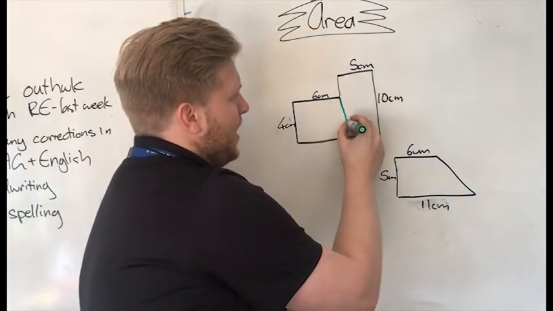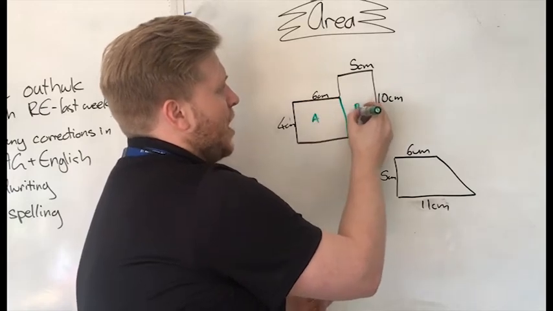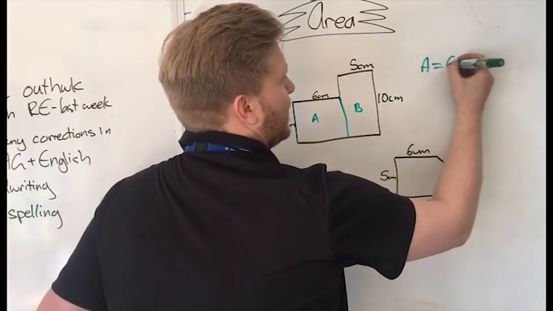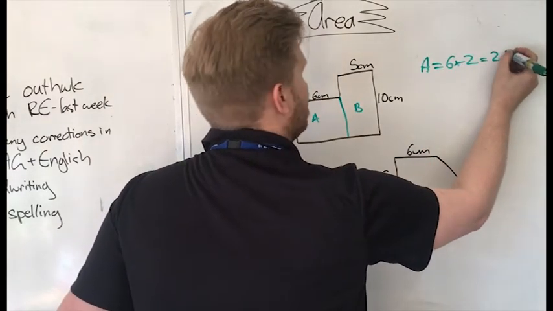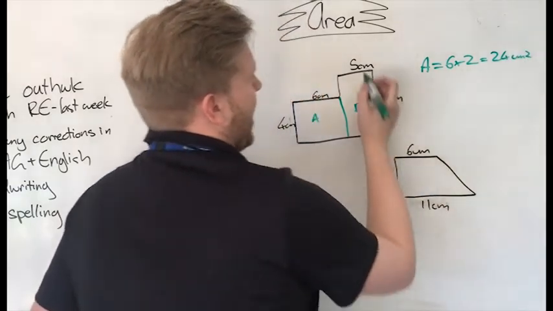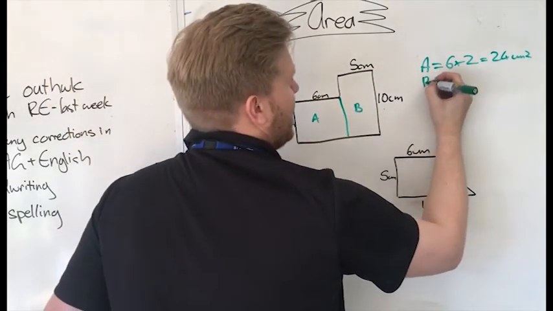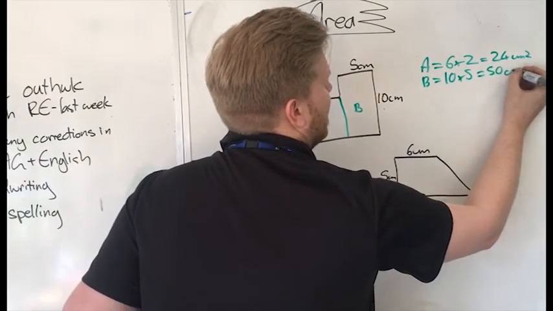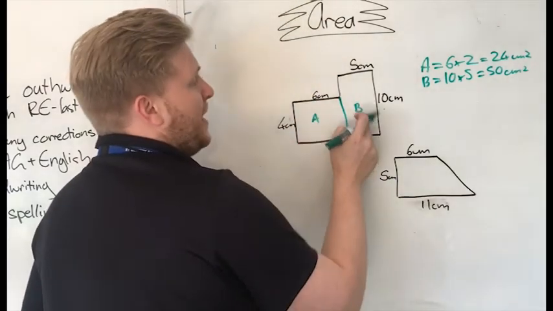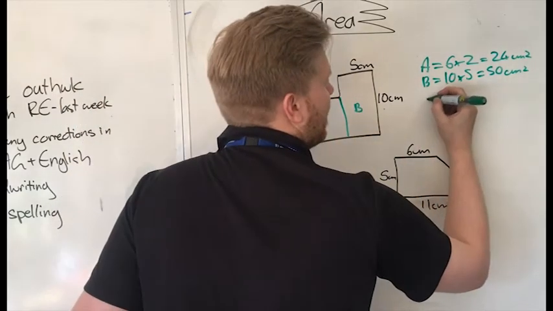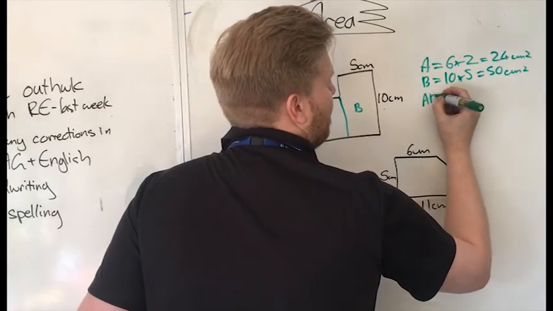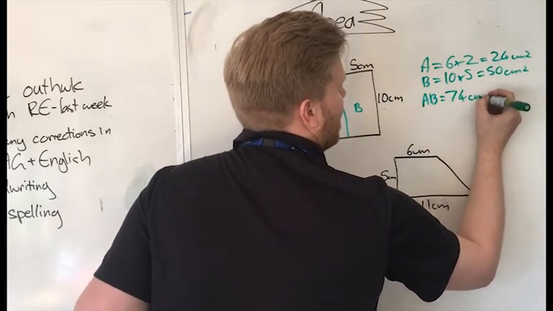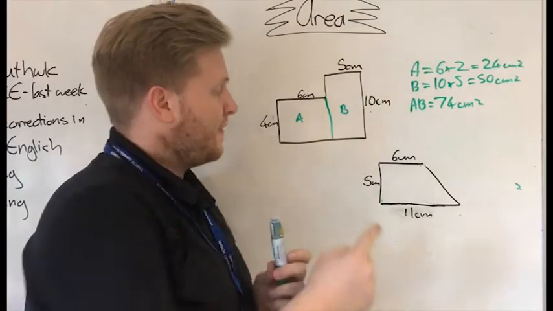So if I put a line down here, I can see I've got shape A there and shape B there. Now I know shape A is 6 by 4. So 6 times 4, that would give me 24 centimetres squared. And I know my shape B here is 10 centimetres by 5. So I would get 10 times 5, which would be 50 centimetres squared. So I know the area of A and B, so if I want the whole shape together, I add them together, and my B would be 50 plus my 24, 74 centimetres squared. Quite easy.